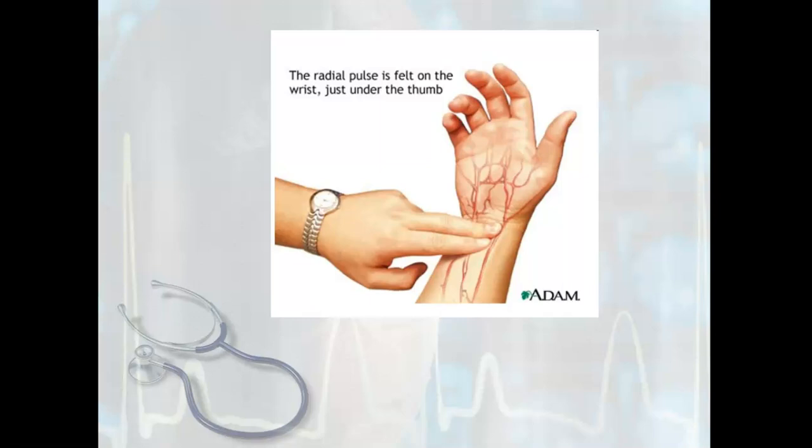All right, I hope everybody found their own pulse. You don't want to use your thumb. It is just under the thumb, but you don't want to use your thumb to try to find your pulse or anyone else's, because the thumb has its own pulse, okay? So use your first 2 fingers or even the first 3 fingers.